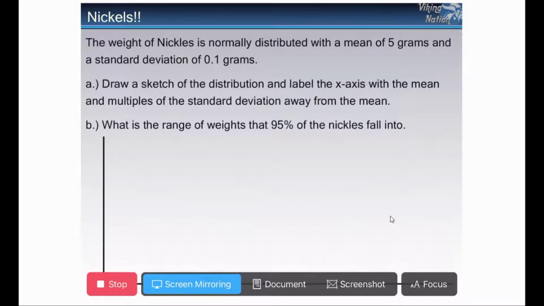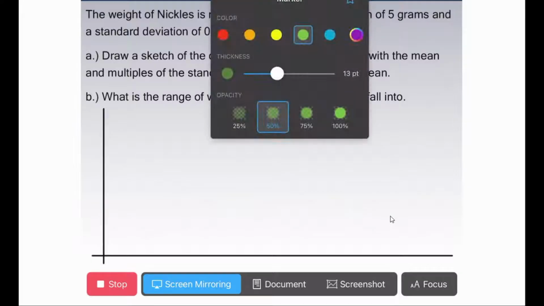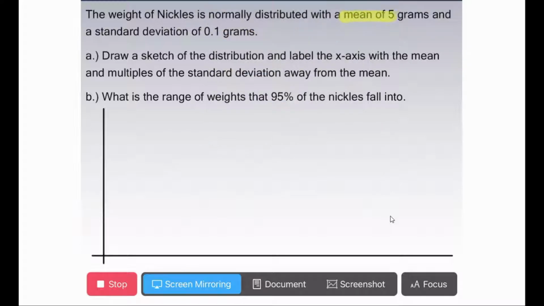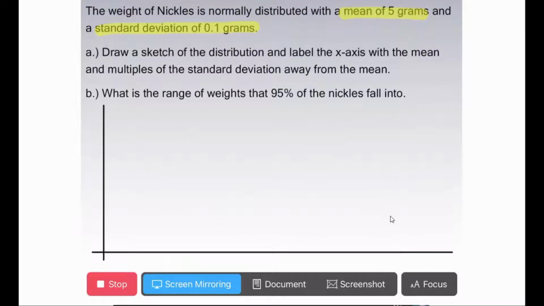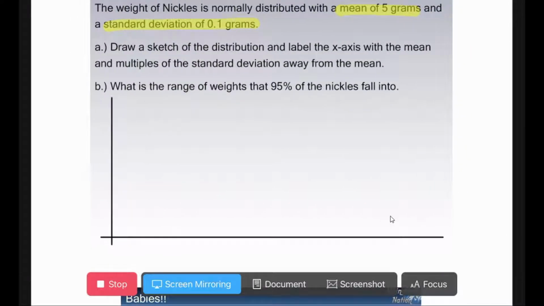For our next example, we are talking about nickels. We are told that the weight of nickels is normally distributed with a mean of 5 grams. So let's highlight our important information as we go. A mean of 5 grams and a standard deviation of 0.1 grams. We are asked to draw a sketch of the distribution and label the x-axis with the mean and multiples of the standard deviation away from the mean. And we've kind of done this before once again with our Brooke Shields question, so this is not brand new. Once again, I would encourage you to pause and try this on your own or with your group, and then continue when you are ready.